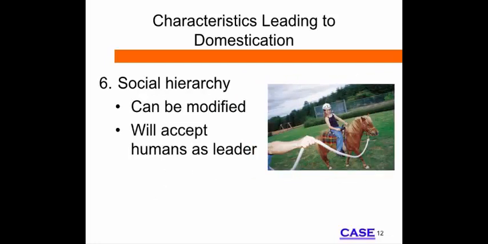A species must be willing to submit to a human leader. This is seen often with imprinting, particularly in geese. Dependence on people for food and care often necessitates this modification of social structure. Some people question whether cats are truly domesticated due to their apparent lack of submission to humans.